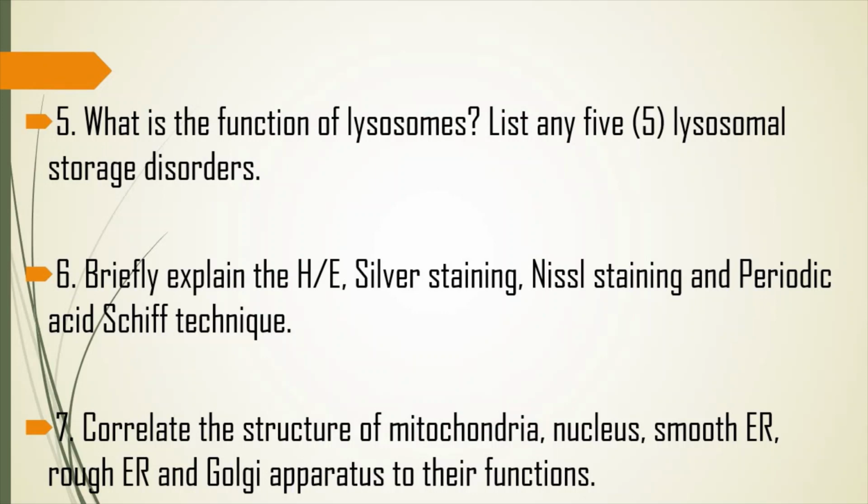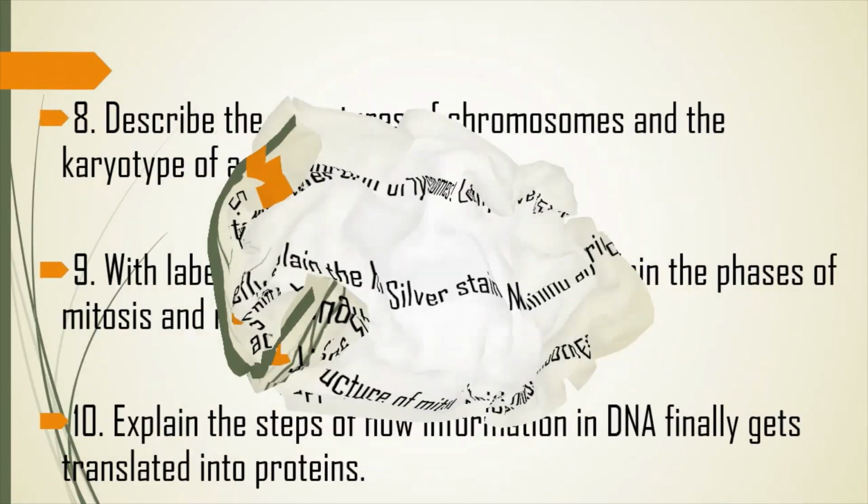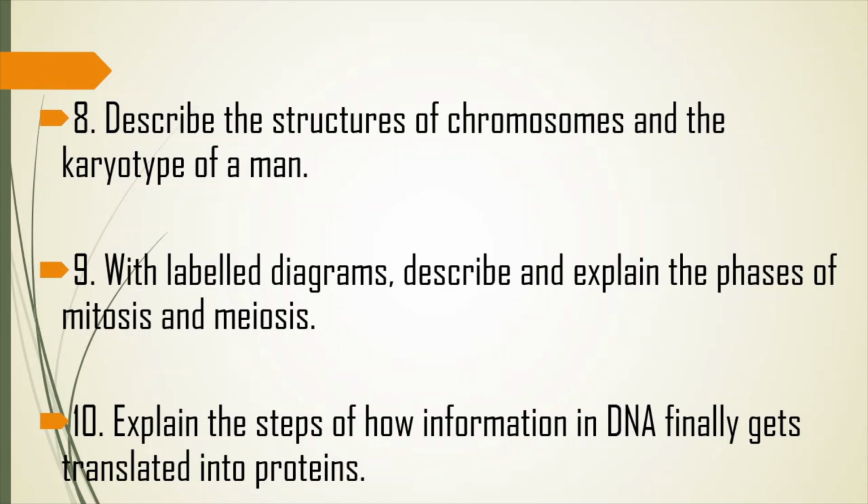7, correlate the structure of the mitochondria, the nucleus, the smooth endoplasmic reticulum, rough endoplasmic reticulum, and Golgi apparatus to their functions. So know the structure and their functions. 8, describe the structures of chromosomes and the karyotype of a man. 9, with labeled diagrams, describe and explain the phases of mitosis and meiosis. Number 10, you should explain the steps of how information in DNA finally gets translated into proteins.